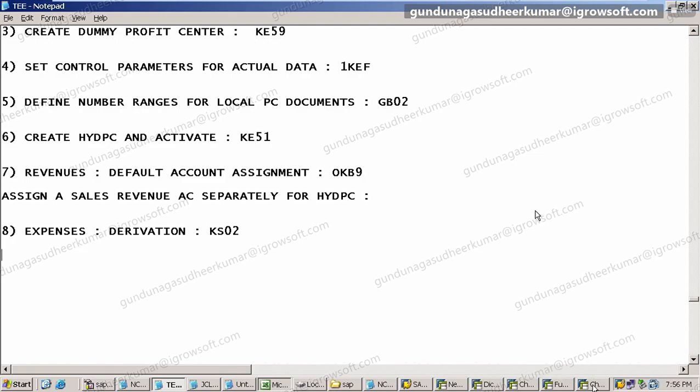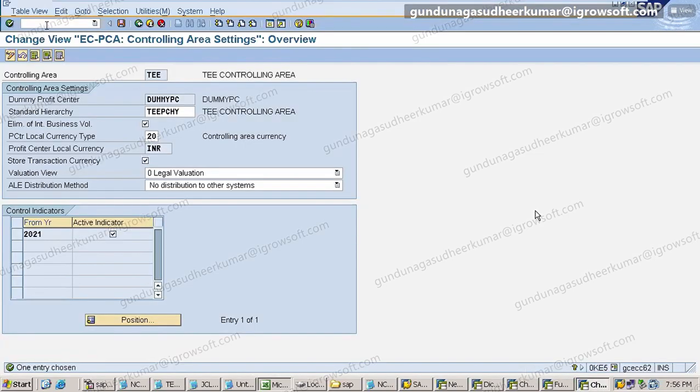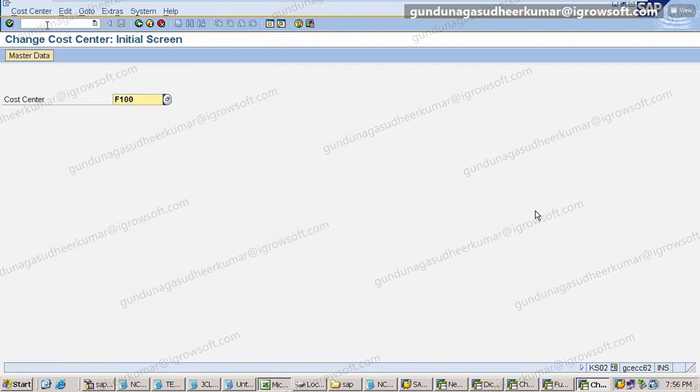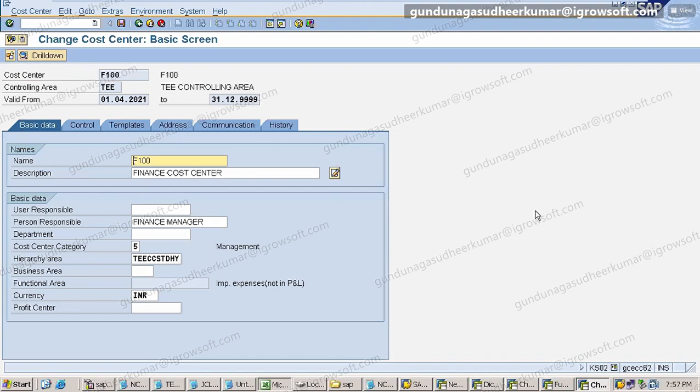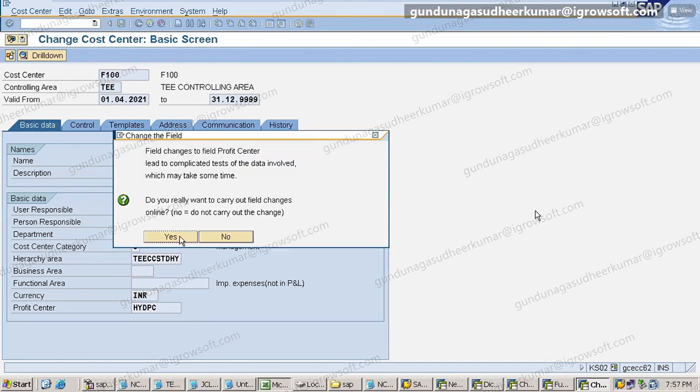Okay, so let's go there. Go to /n KS02. One by one, we need to link that. So this is my F100. Which profit center does it belong to? HYDPC.